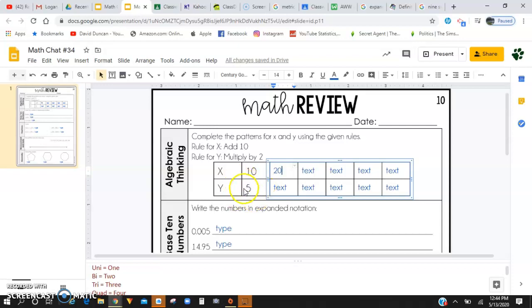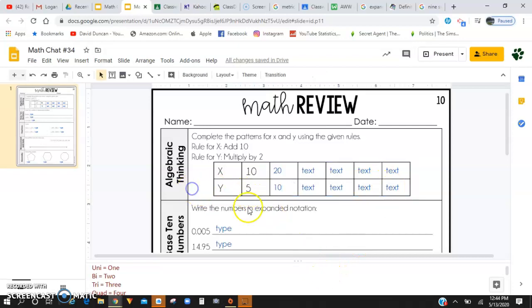So here you have 5 and you want to multiply that by 2. Well, 5 times 2 we know is going to get us 10. Then you're going to multiply that number by 2. Write that in here. This number by 2. Write it in here. And continue that pattern, so on and so forth.